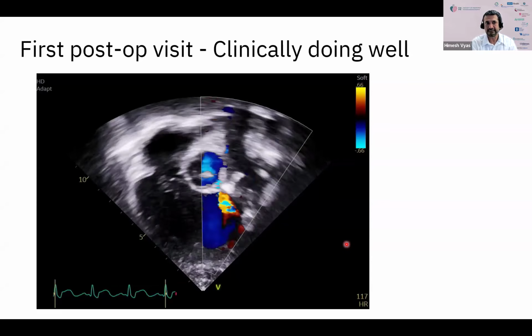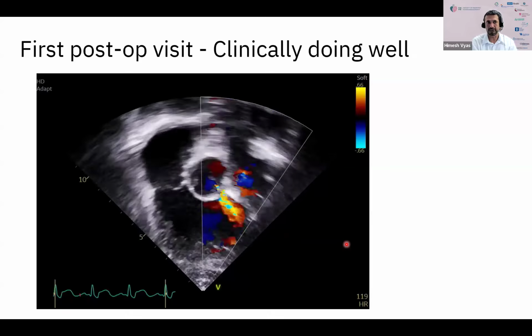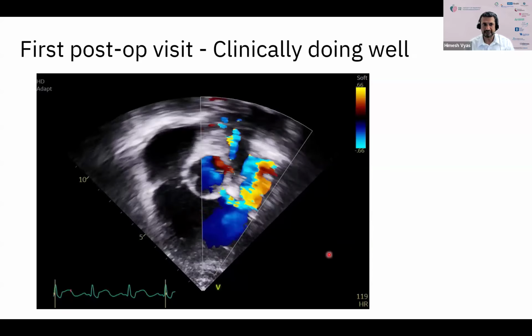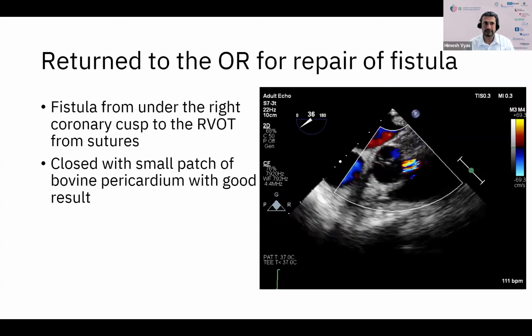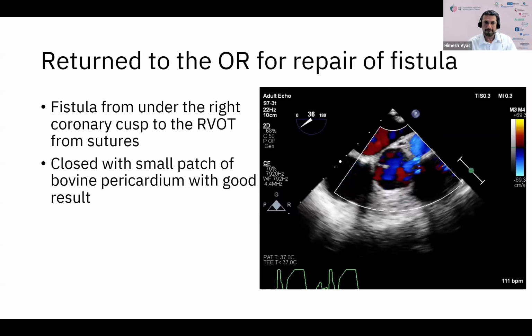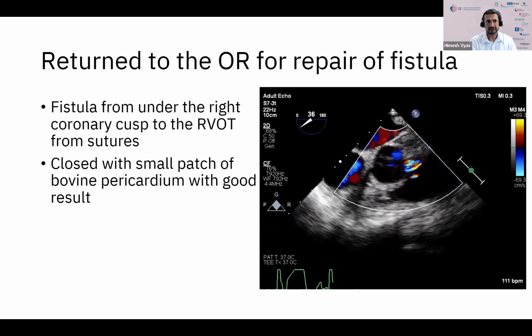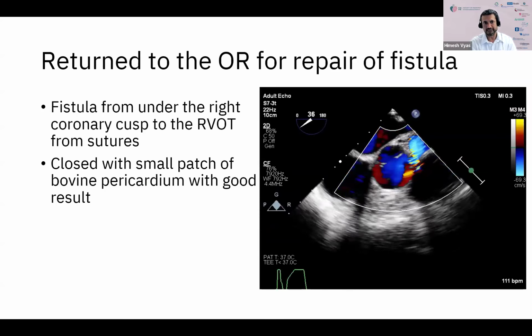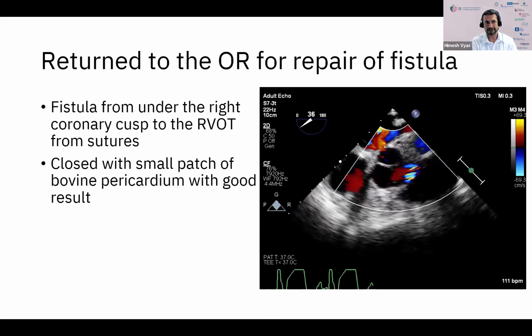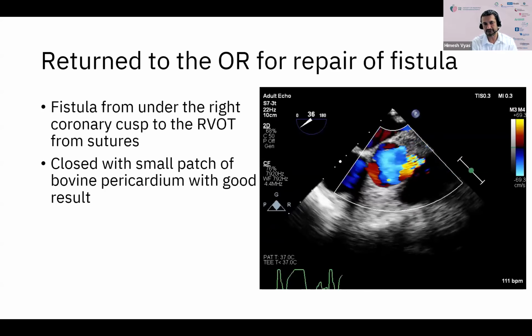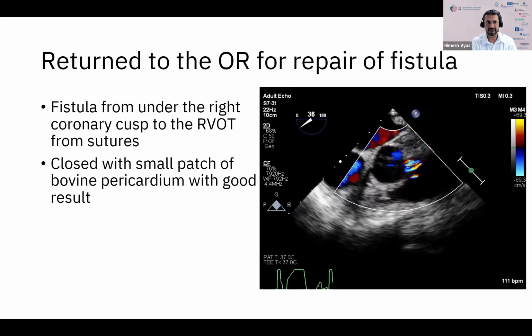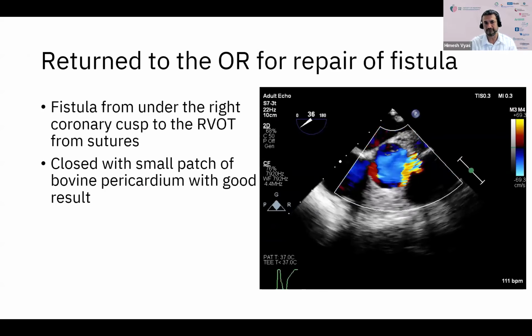I guess it is certainly possible, but this patient also had a pre-discharge echo that did not show it. So we think that it has developed subsequently. And after discussion, this patient returned back to the operating room for repair of this fistula. And the surgeon found a fistula from the right coronary cusp to the RV outflow tract, which was repaired with a small patch of bovine pericardium.